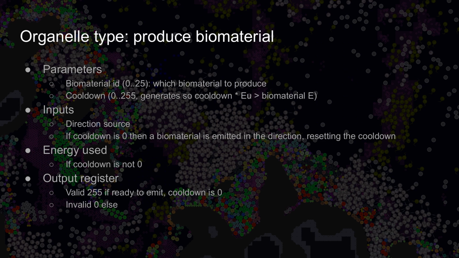If the cooldown is not 0, nothing happens. If the cooldown is 0, then a biomaterial particle is emitted and the cooldown resets. Energy is used when cooldown is not 0. Output of the organelle is valid 255 if ready to emit, invalid 0 if not.